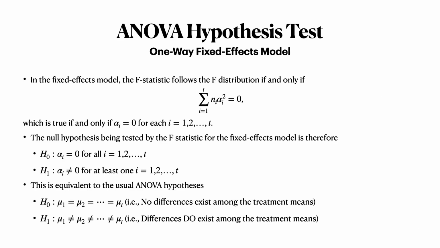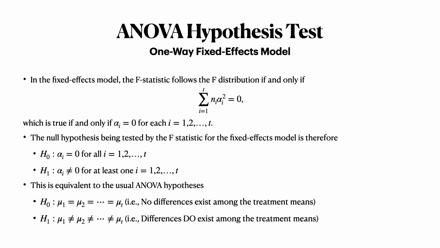Now, how do we use this information? Well, recall that the F statistic for treatments is equal to the ratio of the mean square for treatments in the numerator to the mean squared error in the denominator. For the fixed effects model, from the expression for the expected value of the MST, we can see that the F statistic will follow the F distribution if and only if all of the treatment effects, that is, all of the alpha sub i's, are equal to 0.